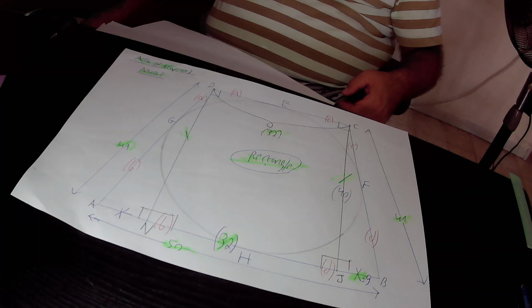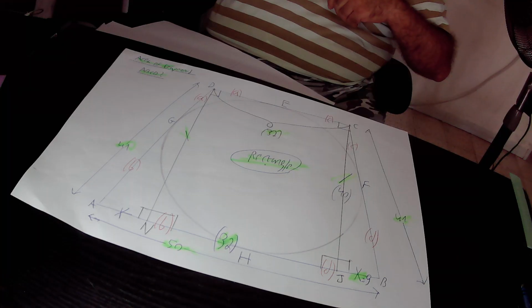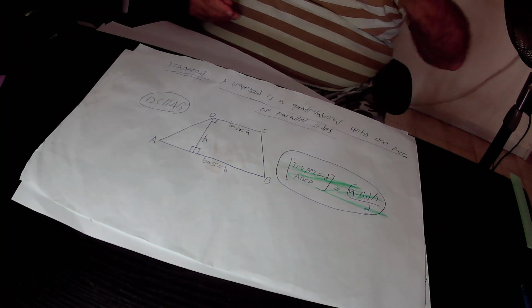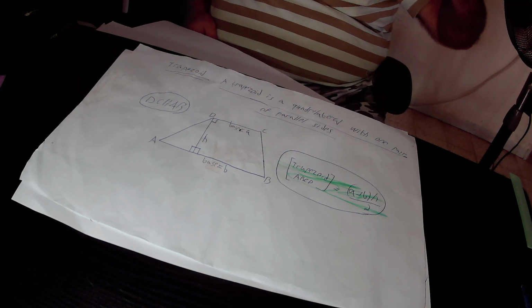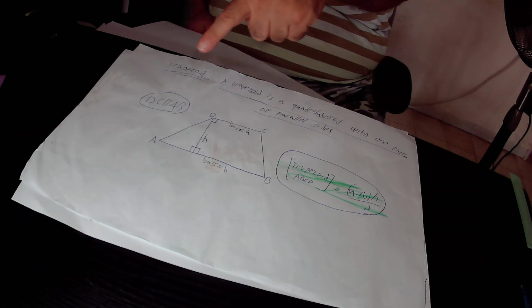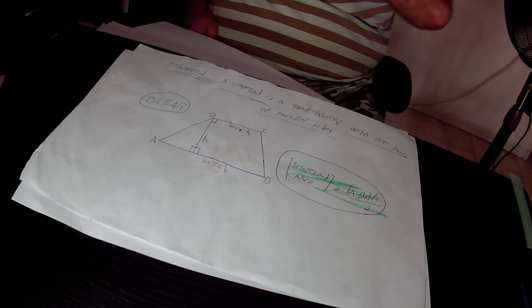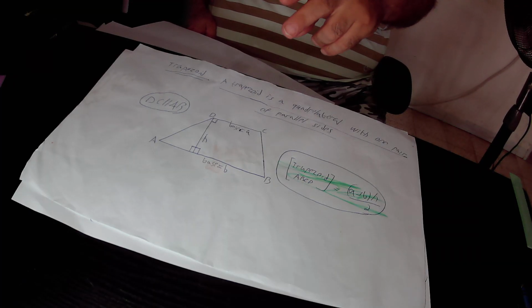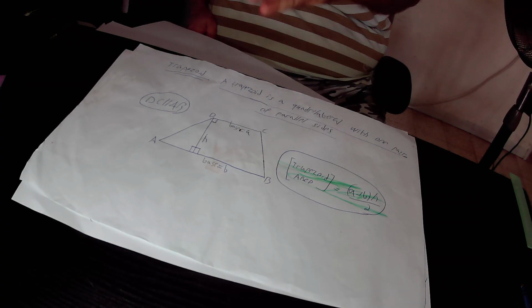So first of all, what is a trapezoid? A trapezoid is a quadrilateral with one pair of parallel sides. I repeat again, a trapezoid is a quadrilateral with one pair of parallel sides. This is quadrilateral ABCD, and because side DC is parallel to side AB, this quadrilateral ABCD is defined as a trapezoid. The two parallel sides are defined as the bases of the trapezoid. So DC and AB are the bases of trapezoid ABCD.